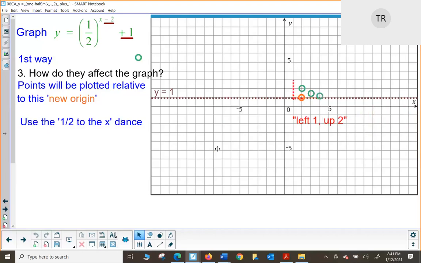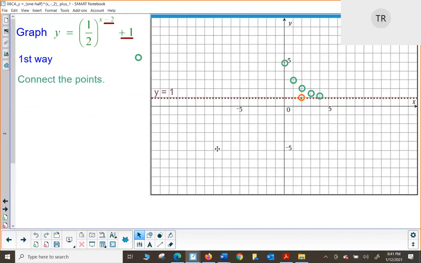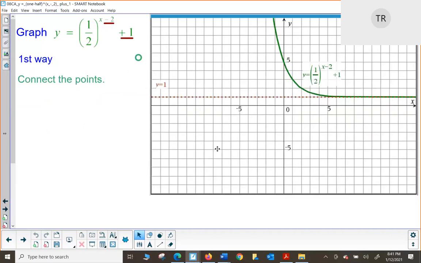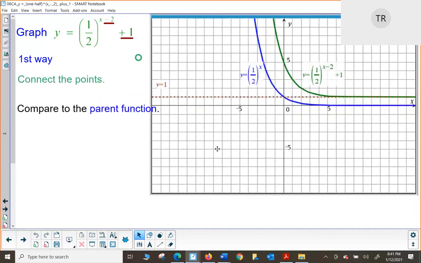Left 1 going the other direction up 2, because 1/2 raised to the -1, reciprocal of 1/2 is 2. And left 2 up 4, reciprocal of 1/2 is 2, and squared is 4. I didn't do the 3 or -3. Could have, just decided not to for time's sake, since they've done this many times before. So I've got the asymptote, the boundary line. I've got enough points to see where the curve is. So let's go ahead and draw it in, connect the points, and compare it to the parent function.